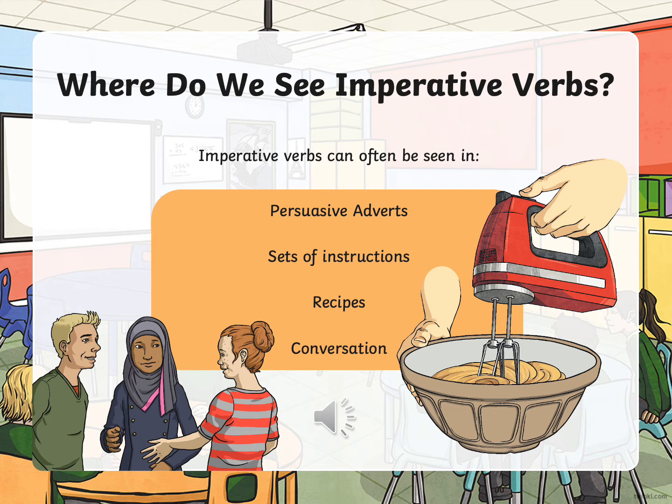Where do we see imperative verbs? Imperative verbs can be seen in persuasive adverts, sets of instructions, recipes, conversation. So listen out carefully for imperative verbs around the house, at school, or in the street.